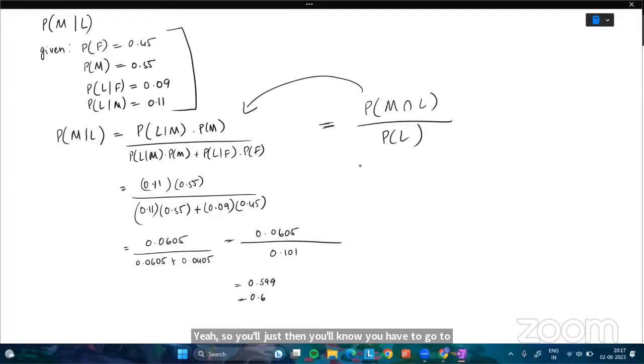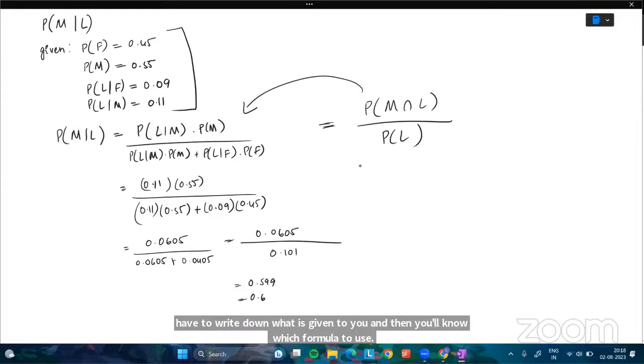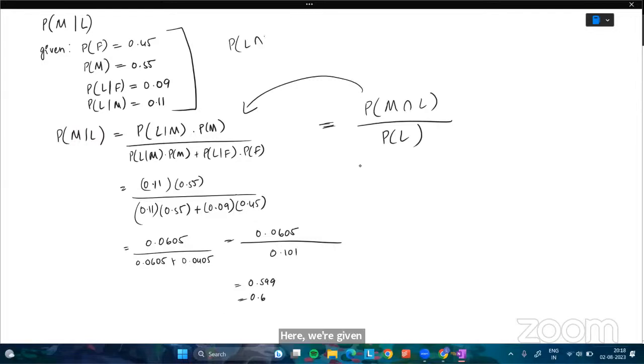Just look at what is given to us. First you have to write down what is given to you, and then you'll know which formula to use. Here we're given conditional probabilities, so we use the Bayes formula. If we were given the intersection, we would try to use the other formula.